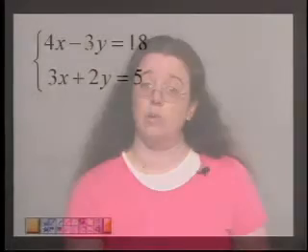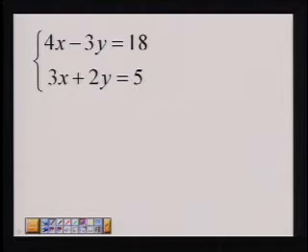Let's try another system using elimination. This time we have the system 4x minus 3y equals 18 and 3x plus 2y equals 5. In this case, there's not one simple multiplication that's going to make either the x's or the y's match up. So we're going to have to do a combination, and I have a couple of options. I could multiply the top equation by 3 and the bottom equation by 4. These would both be 12s. Make one of them negative and I'll have opposites. Or I could multiply the top equation by 2 and the bottom equation by 3, and these would both be 6s. And one would be negative already because I already have negative and positive.